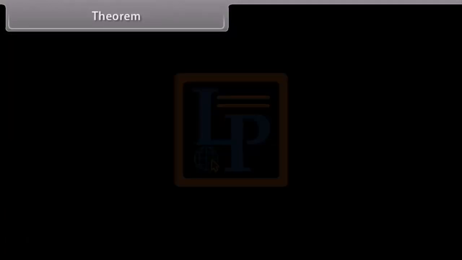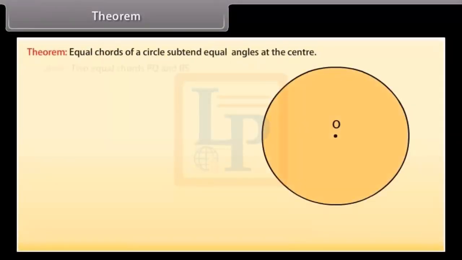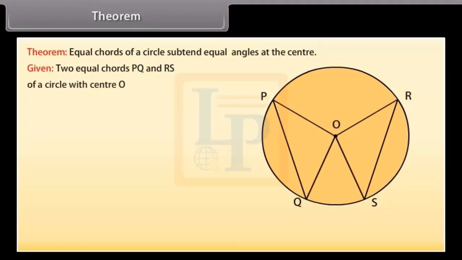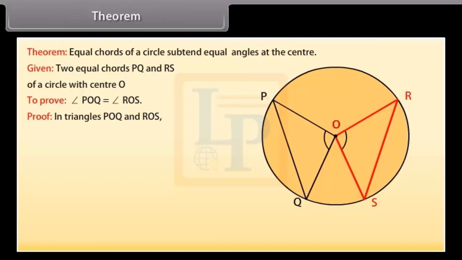Theorem. Let us prove this theorem. Given two equal chords PQ and RS of a circle with center O. To prove: angle POQ is equal to angle ROS. Proof. In triangles POQ and ROS, OP is equal to OR because these are the radii of a circle. OQ is equal to OS. These are also the radii of a circle.